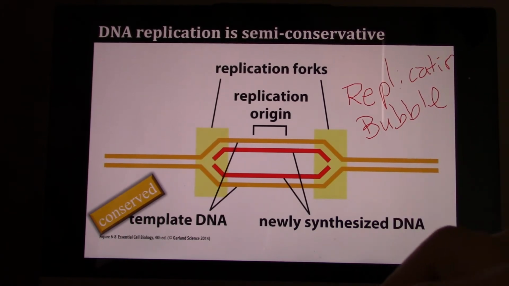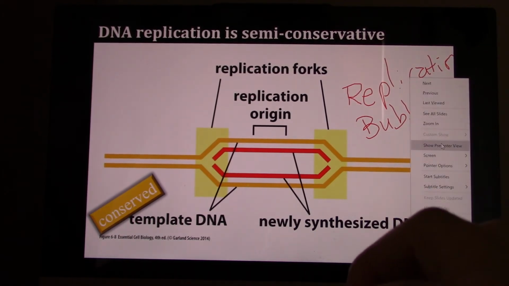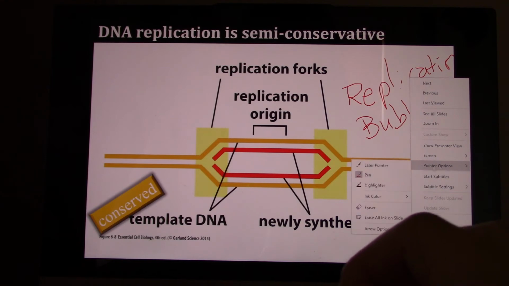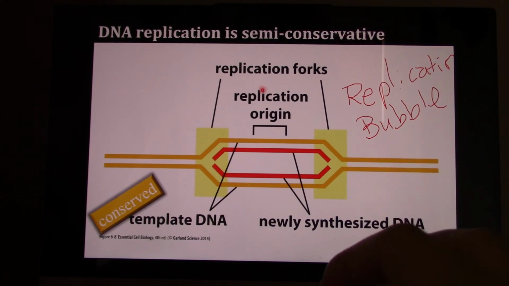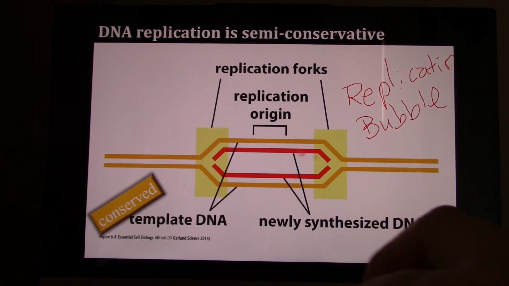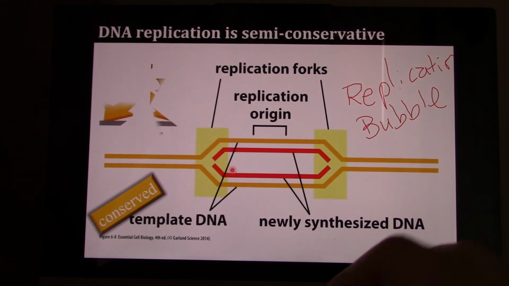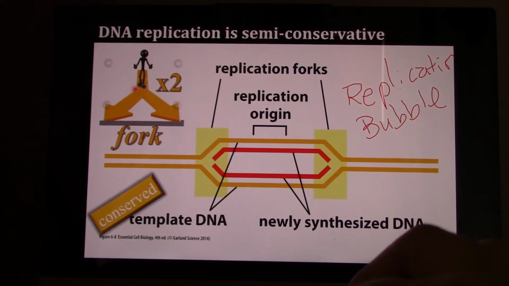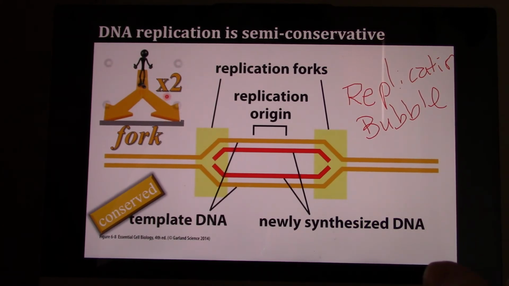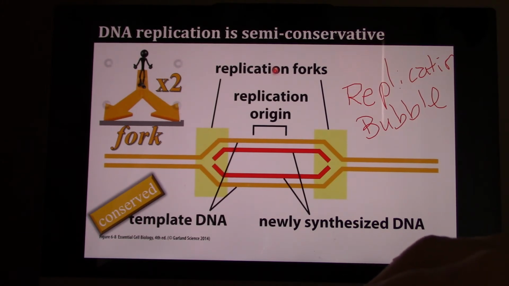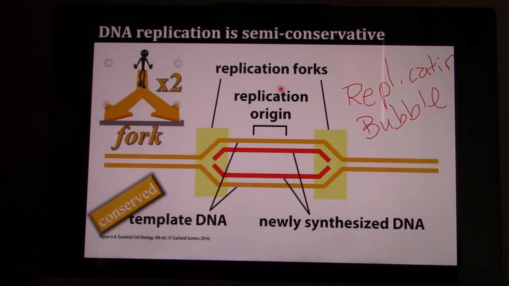Replication bubble. And in the replication bubble, we have two forks that are highlighted in yellow. So we have a replication fork at each end of the replication bubble. We get the word fork from a fork in a road. So there's two of these forks. One replication bubble for semi-conservative replication, two forks.